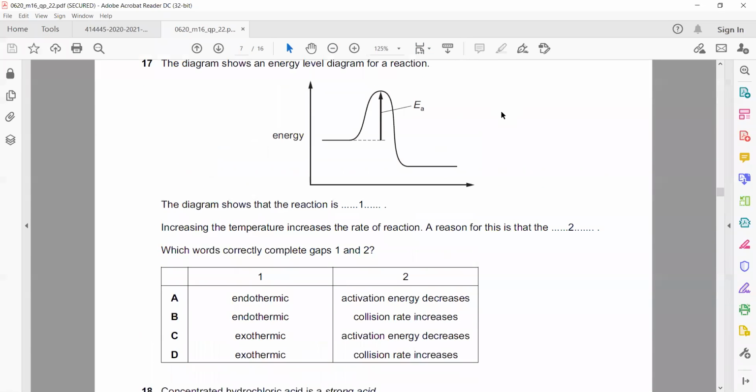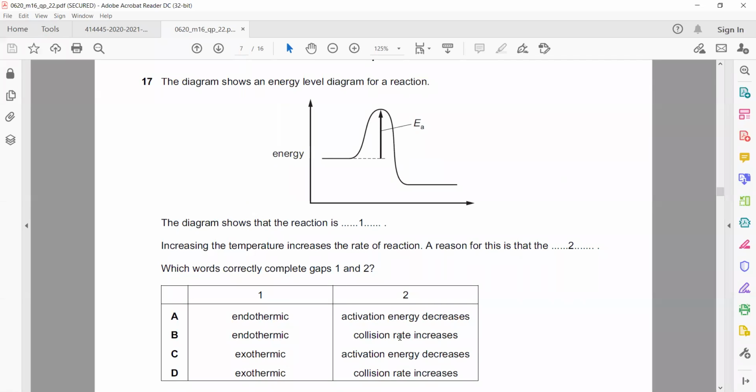The diagram shows an energy level diagram of a reaction. What could be the answer for this? Increasing the temperature increases the rate of reaction. A reason is that the... Which words correctly complete gap 1 and gap 2?